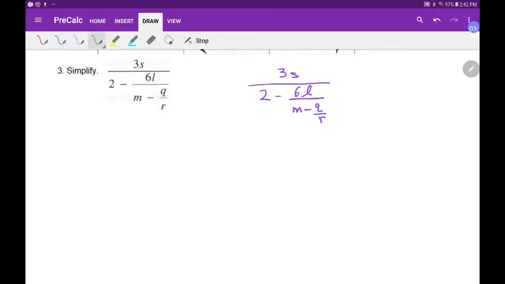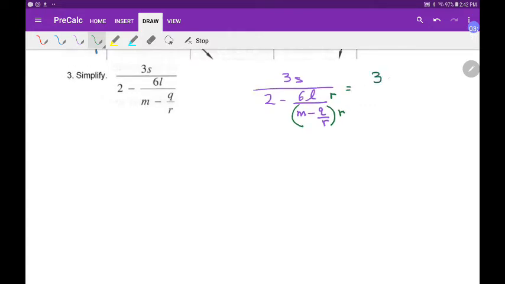Well, I'm going to multiply the top and bottom of this little fraction by r to get rid of that r on the bottom of the bottom. So let's see, that will give me 3s over, the 2's not affected, but the 6lr is, and the mr, and the q has its r canceled away. So continue like that. Clear the denominator on the denominator. Get rid of that next, and I think that'll be all you can do to simplify.